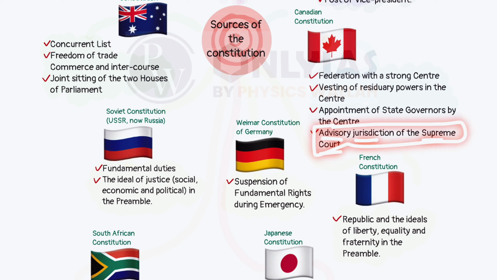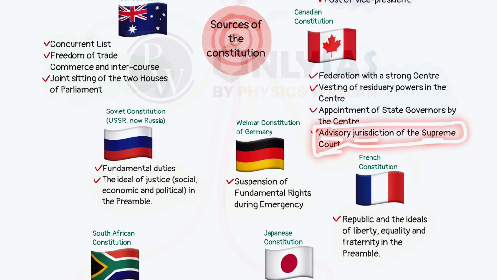The next is the Weimar Constitution, that is the German Constitution. We took the suspension of fundamental rights during the emergency. Next is the French Constitution. We took the ideas, as you know, of republic, liberty, equality, fraternity, that is all. And the preamble, which we took from the French Constitution.